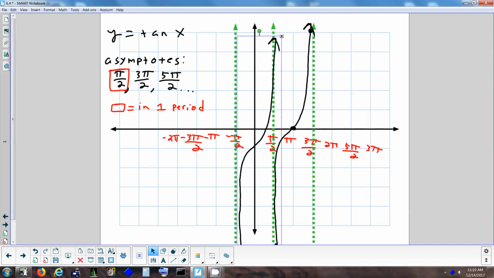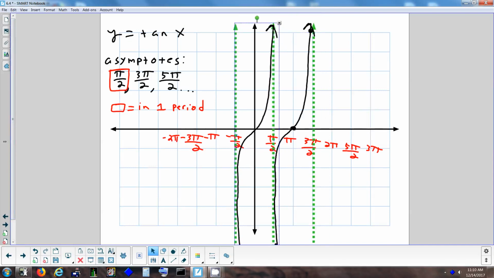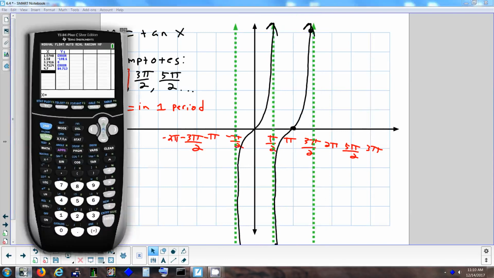And put it right there. That's another section. Just like when we sketch sine and cosine, we only sketch one section. I normally would only sketch one section, okay, but I'm showing you 2. If you want to see it on the calculator, there's tangent.